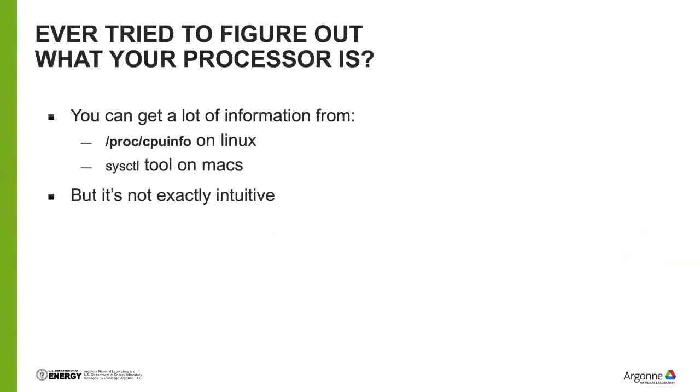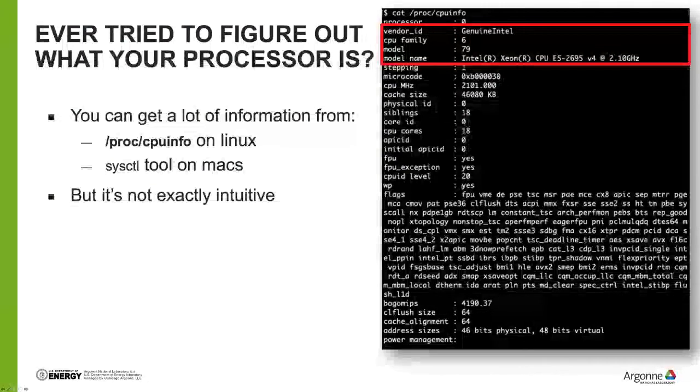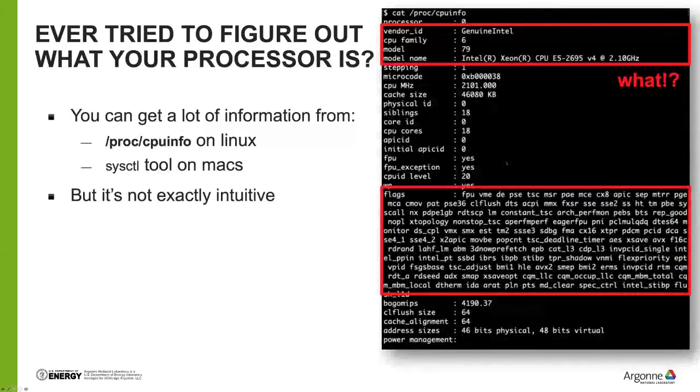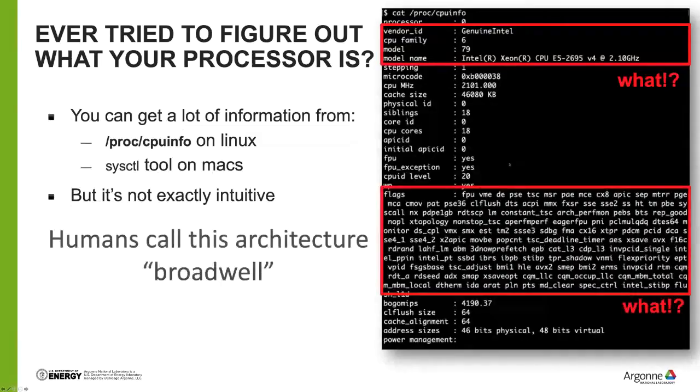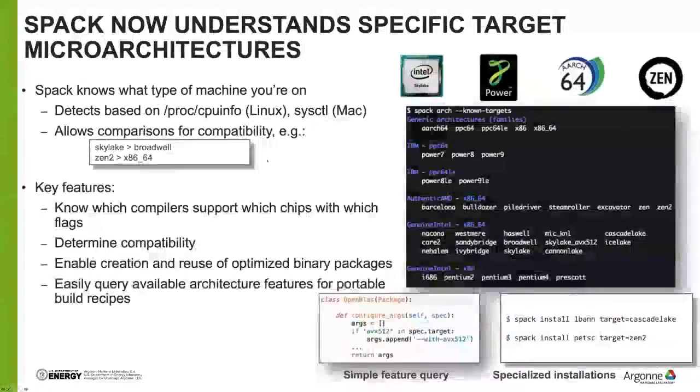Now, speaking to processors, it can be challenging to figure out what your processor is sometimes. You can ask /proc/cpuinfo on Linux or sysctl on a Mac, and you get a lot of information back, but unless you're really a chip head, this may not be especially helpful. Humans call this architecture Broadwell, so it's easier to work with, to say, oh, we need to build a Broadwell version of something. Okay.